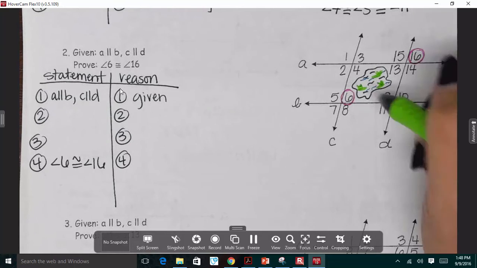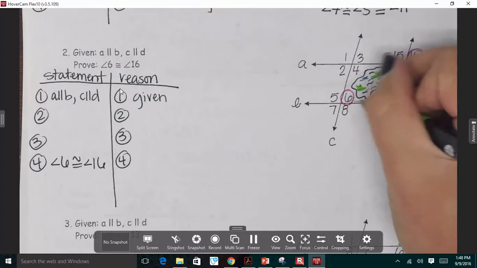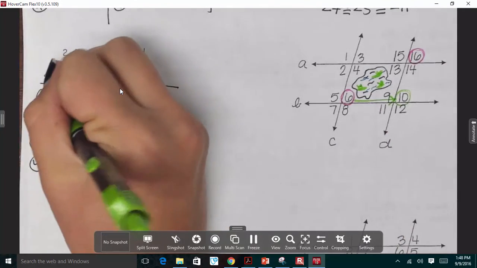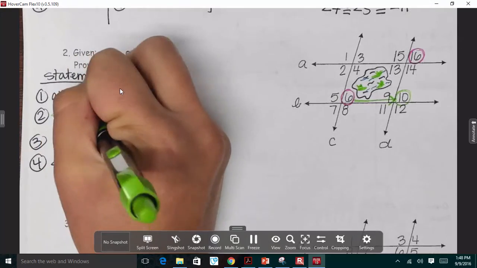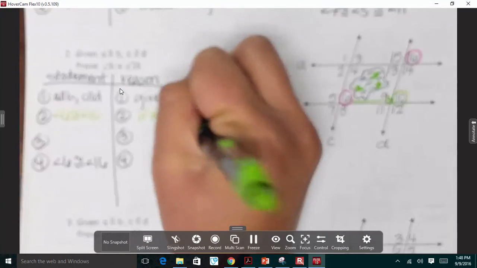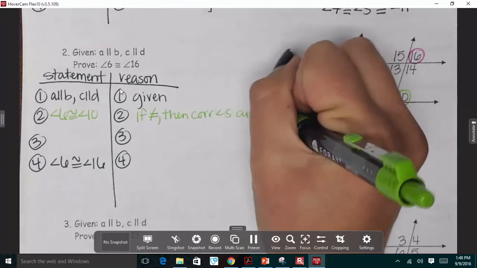So you're going to go from 6 to 10 because they're corresponding. So that means 6 is congruent to 10 because if two parallel lines are cut by a transversal, then corresponding angles are congruent.